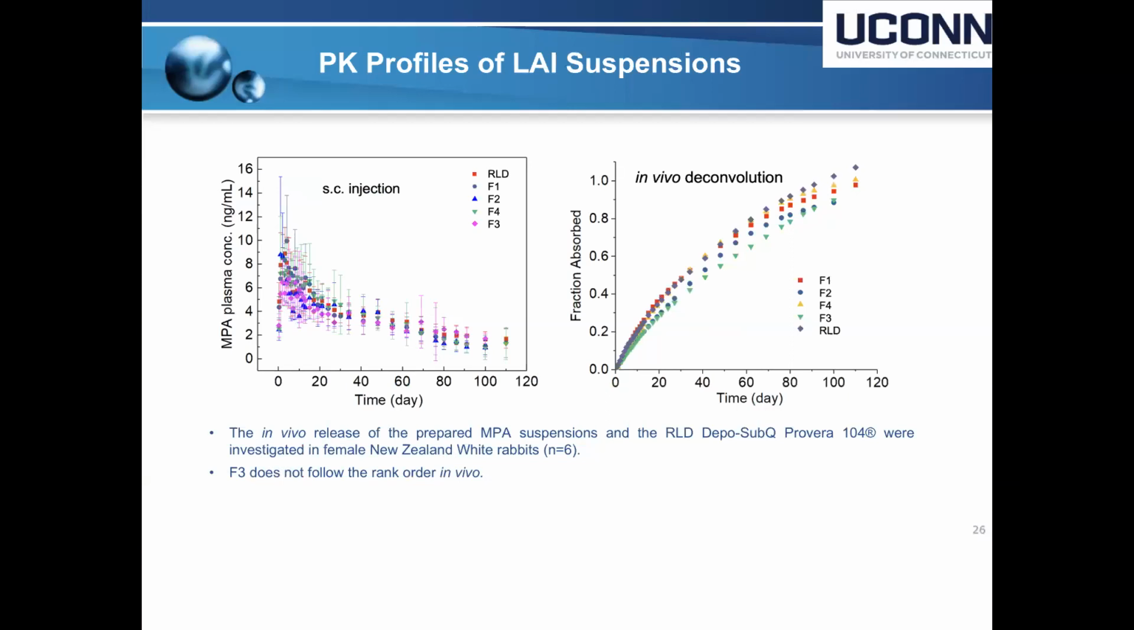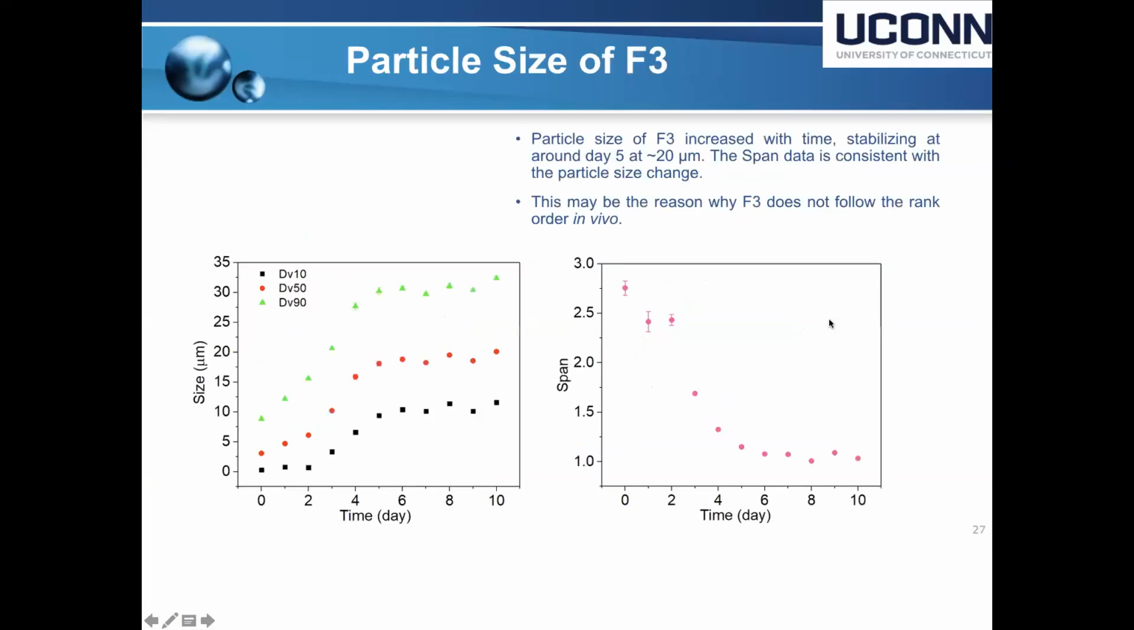And so the PK profiles for the LAI suspensions for the 4 formulations and the RLD is here. Looks like a big mess of data points here, but we did the in vivo deconvolution. And one of the things that was very surprising was that F3 did not fall where it should have fallen. It should have been, we thought, the fastest one, but in vivo, it turned out to be the slowest. So we did some investigation of this. And we found, in fact, that this one where we had reduced the particle size quite significantly had become unstable and was increasing and growing in size.